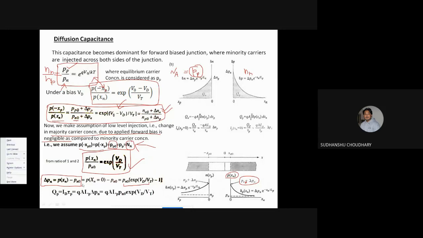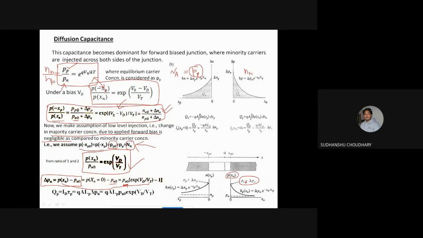Okay. So Pxn is replaced by this Pn0 e to the power Vd by Vt, and then we had Pn0 also here. So this becomes, we take Pn0 common. So Pn0 (e to the power Vd by Vt minus 1). Okay. So this is delta Pn.